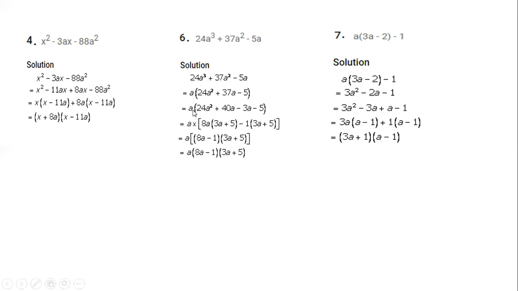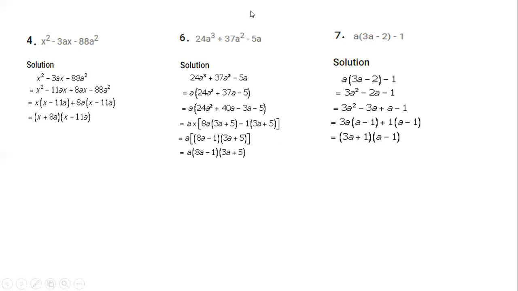So in the next line, we are going to write a as the common value. And this quadratic expression can be written as 24a square plus 40a minus 3a minus 5. Now from the first two, we are going to take out 8a as the common value, and from the third and fourth, we are going to take out minus 1 as the common value. And this expression can be written as 8a minus 1 into 3a plus 5. Here we have to multiply this expression with a only, because a is the common factor. This is our solution of question number 6.